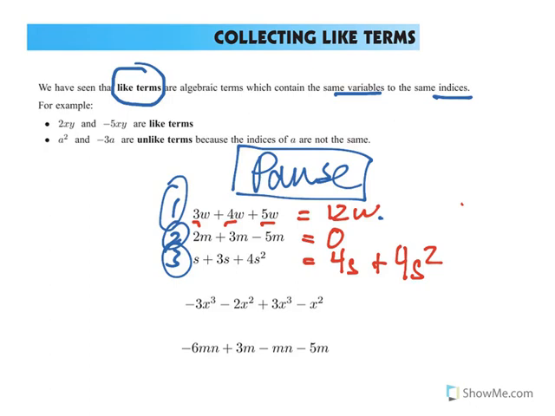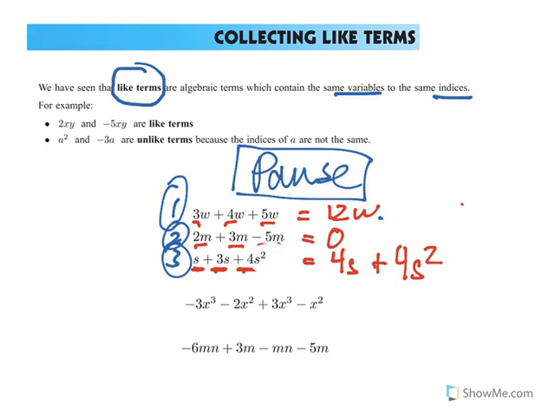We have 12w. Number 2 should be 0 because we have 2m's and 3m's, and then we have a minus 5m. So that's 2 plus 3 minus 5 is 0. Number 3 should be 4s. We have an s, and we have a positive 3s. So 1s plus 3s is 4s. Then we cannot combine this because that's an s squared. Because of the index, that little 2, we cannot combine 4s squared with 3s or s.